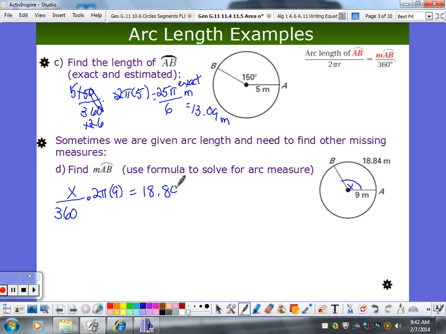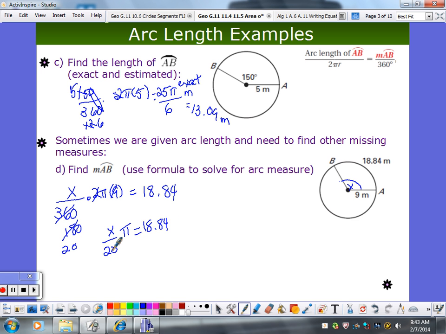And now I gotta solve this. Looks like I could do some reduction there. Again, do cross reduction, it makes it a little bit easier. That's a 180. I can reduce that guy, right? 9, what's that, 20? So what am I having here? I've got x over 20 times pi equals 18.84. Yes? Question?